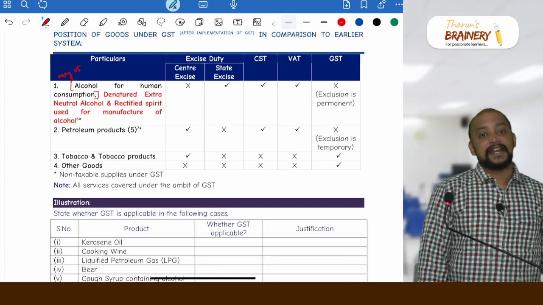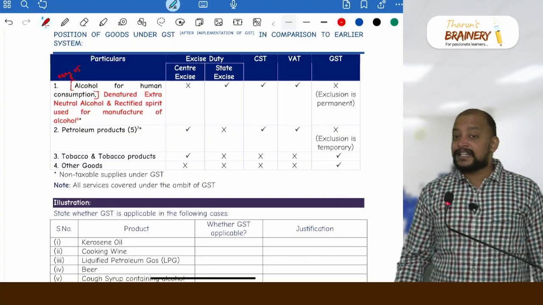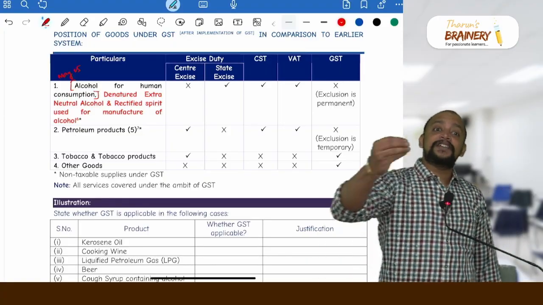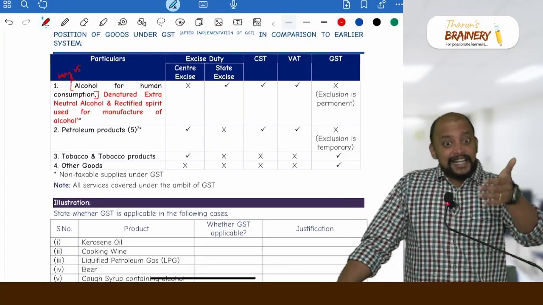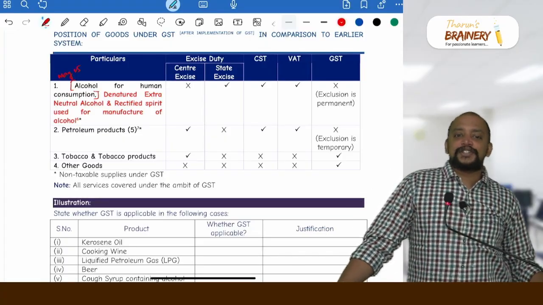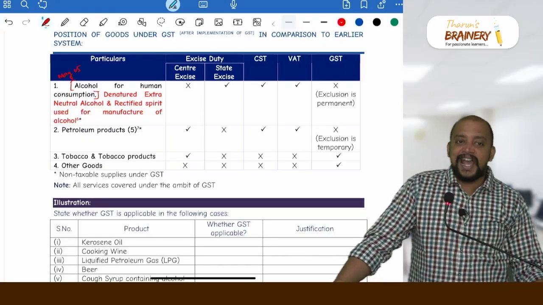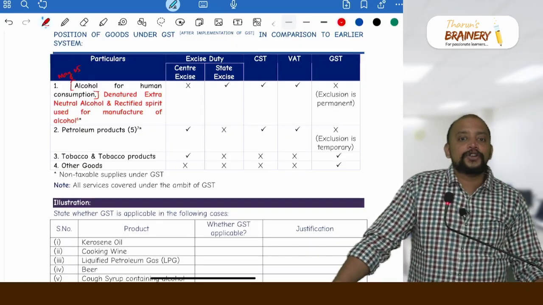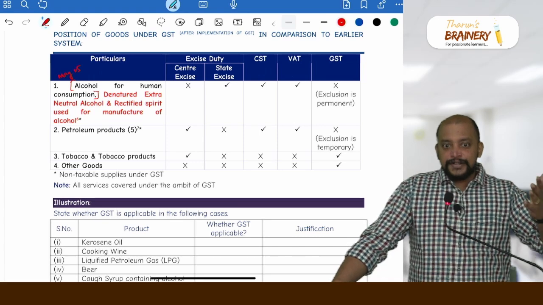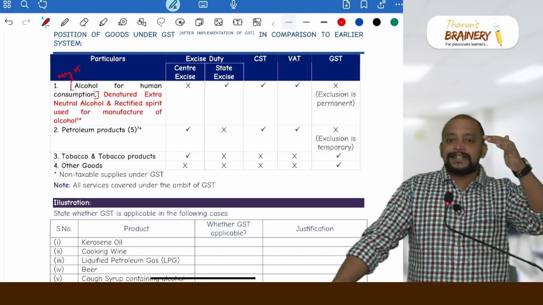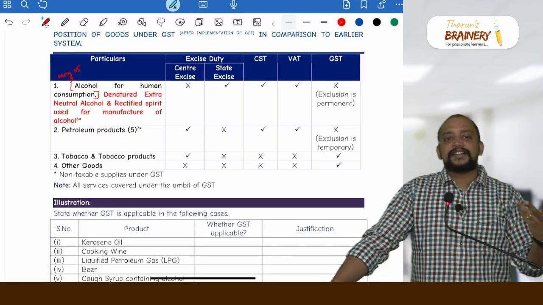Is it clear? Then next, tobacco and tobacco products. Tobacco and tobacco products are covered under GST, but also covered under central excise duty, which means we need to pay GST in addition to the old indirect tax, central excise duty, on tobacco and tobacco products, because they wanted to collect as much taxes and duties as they can on tobacco products, so that consumption will be curtailed. When the price of a product increases, usually the demand will come down. That's the reason why they are trying to do this.